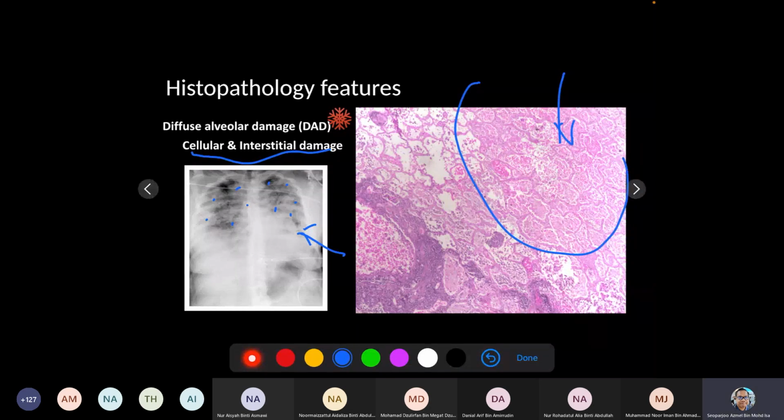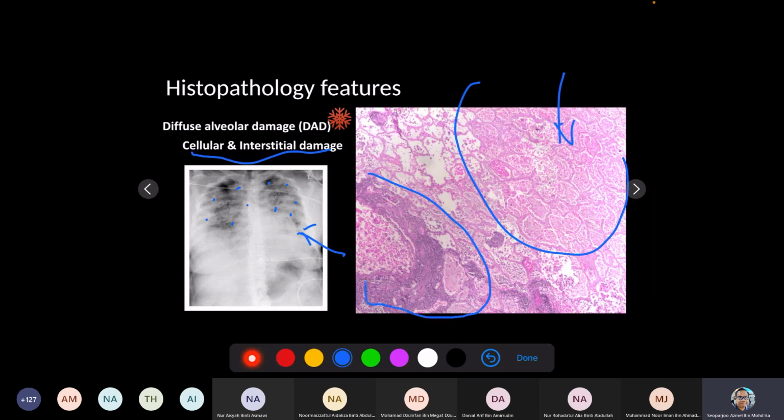There are a lot of alveolar spaces that have been filled with red blood cells and also neutrophils. And apart from that, you can also see diffuse alveolar damage, where the alveolar spaces become damaged and destroyed by the action of the CD4 cells. So that is why the patient died due to COVID-19. This is because there is diffuse alveolar damage.